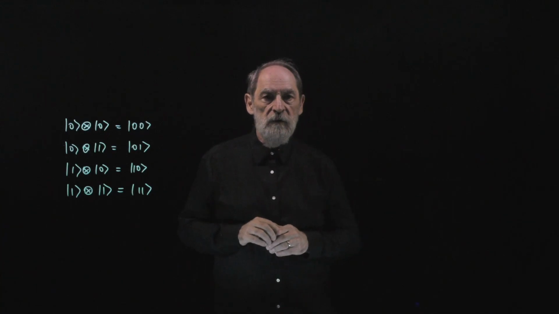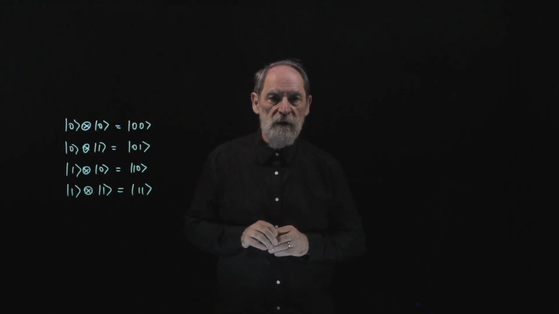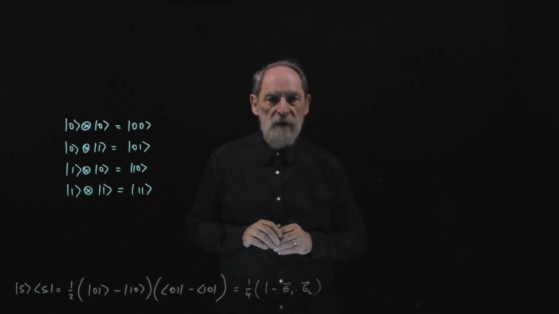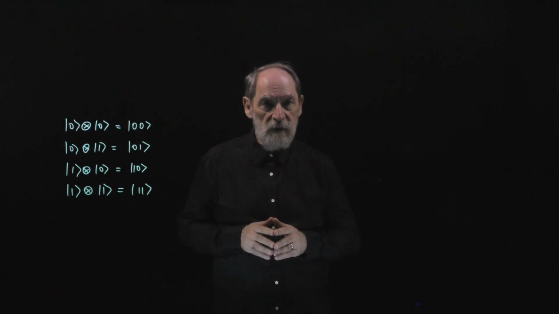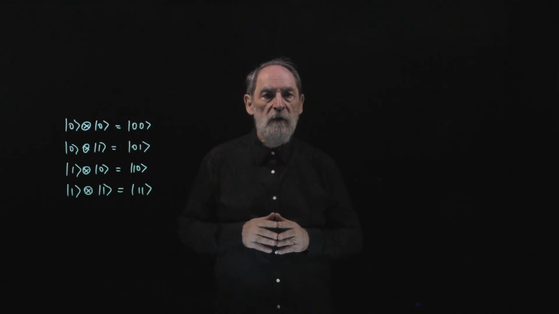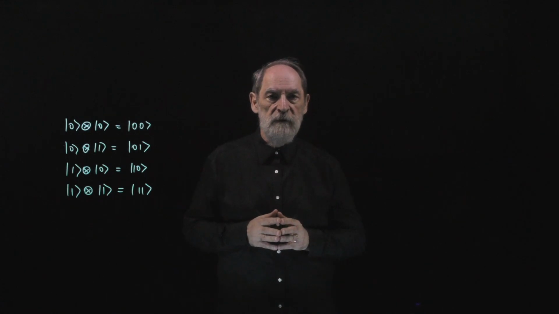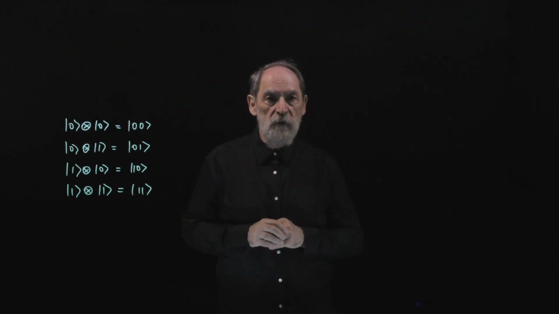In summary, we use tensor products to construct 2-qubit kets from single-qubit kets. And we express the statistical operator for the singlet states in terms of the two sets of Pauli operators. In the next lecture, we continue to explore the 2-qubit state space.